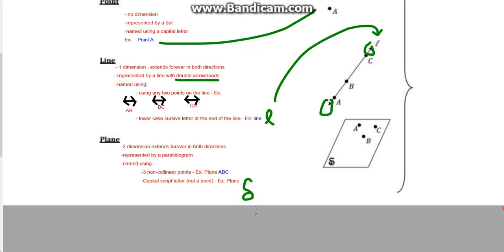So we have plane ABC because we have these 3 points over here. And if we see a capital script letter, it's not a point. Not a point. It's a script letter. You can also call the plane by that letter. So plane S, as you can see right there.